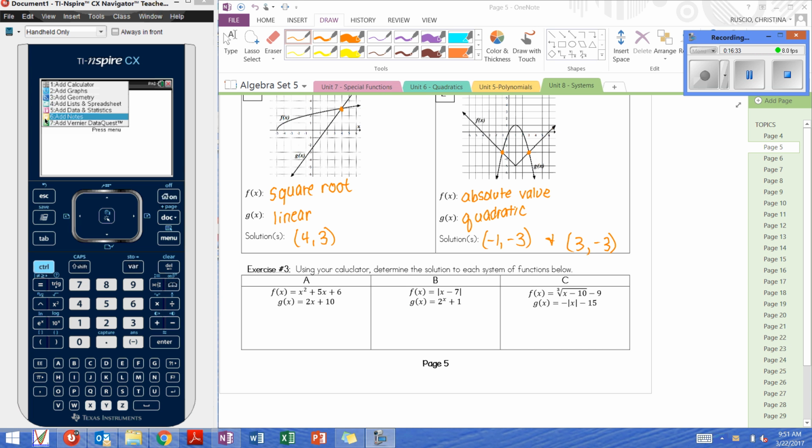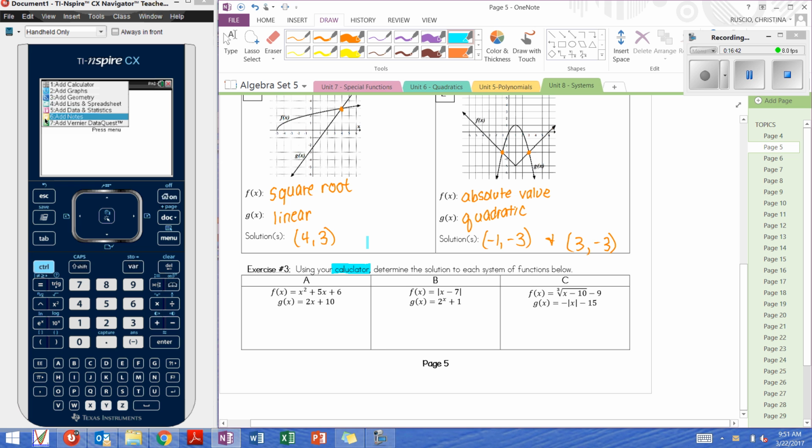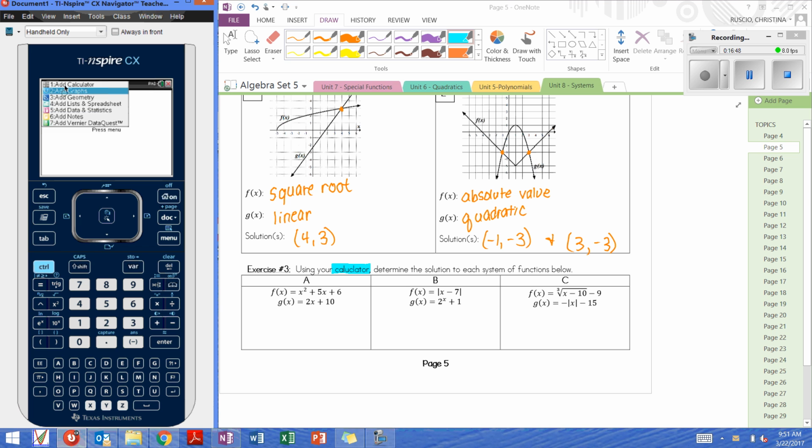So our last exercise, number 3, we need to use our calculator to determine the solution or solutions to each system of functions below. So now is the time to take out your graphing calculator. Let's add a graph, and we're going to type in both of these functions. So x squared plus 5x plus 6.